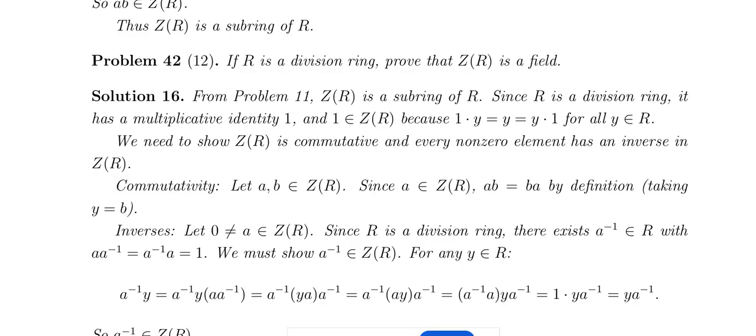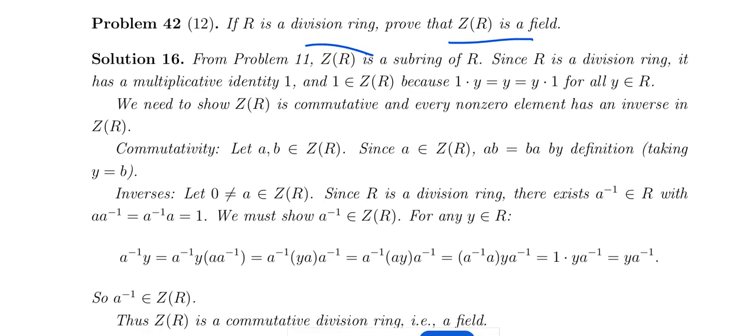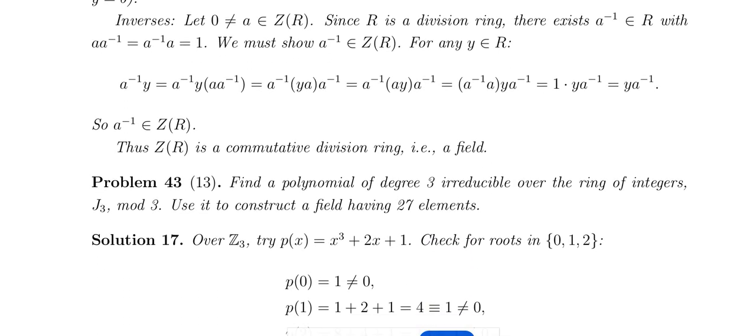Similarly, R is a division ring. Then Z of R is a field. Z of R is a field. Already proved that Z of R is a subring.